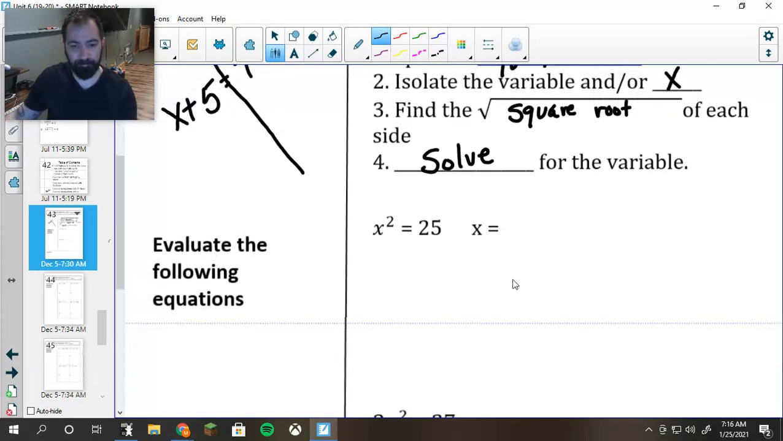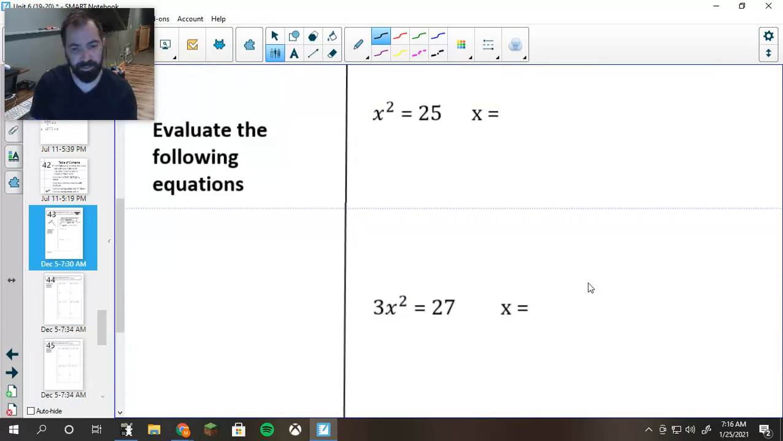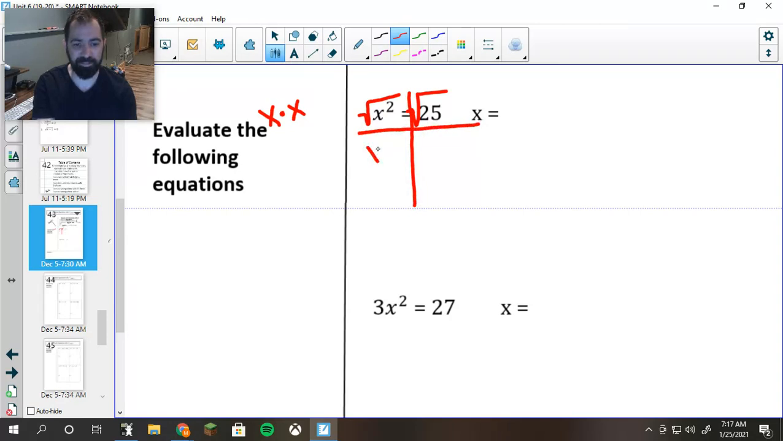Let's check it out. First problem we have here, we have x squared equals 25. If we go through our steps, we already have the variable or the exponent isolated. So all you want to do here, since you have the exponent isolated, to get rid of the squared, you need to take the square root. Whatever you do to one side, you have to do to both. So the square root of x squared is, well, what times itself equals x squared? That's x times x. So the square root of x squared is just x.